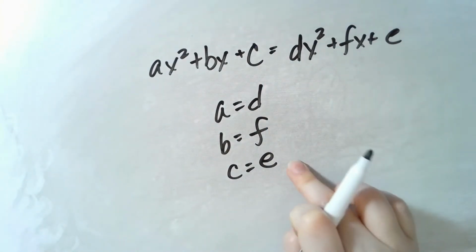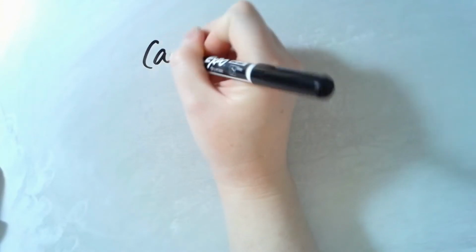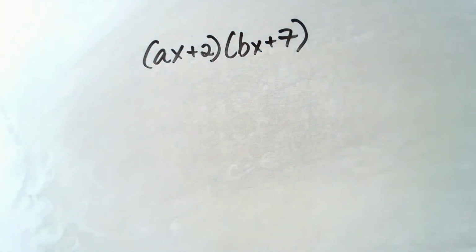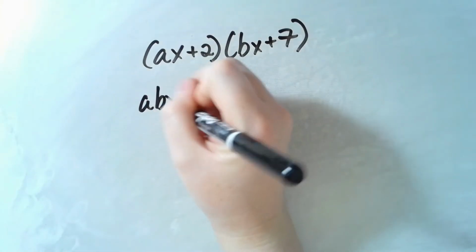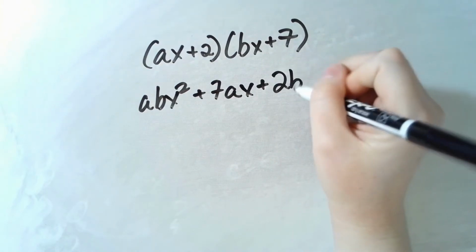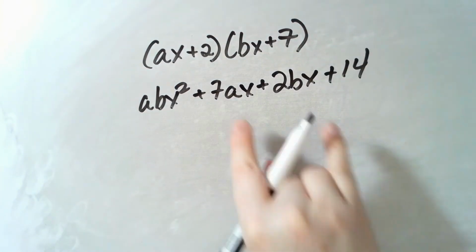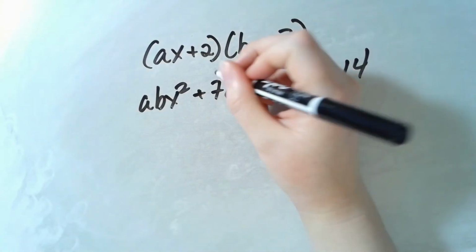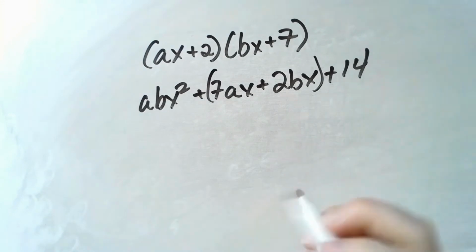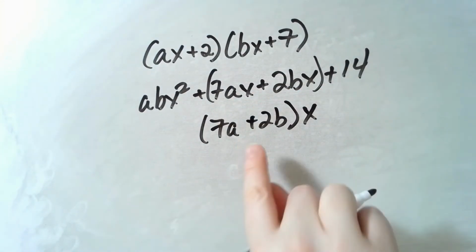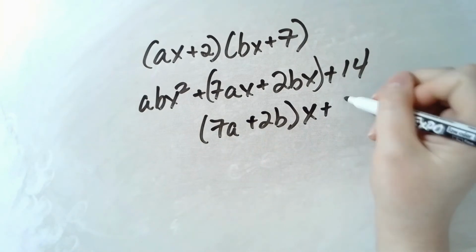So we're just going to pull this concept into number 15. Start by foiling out ax plus 2, bx plus 7. You should get something like this. Notice you have two b values here. If I pull out an x just out of these two right here, I get 7a plus 2b x. This is my b value now.